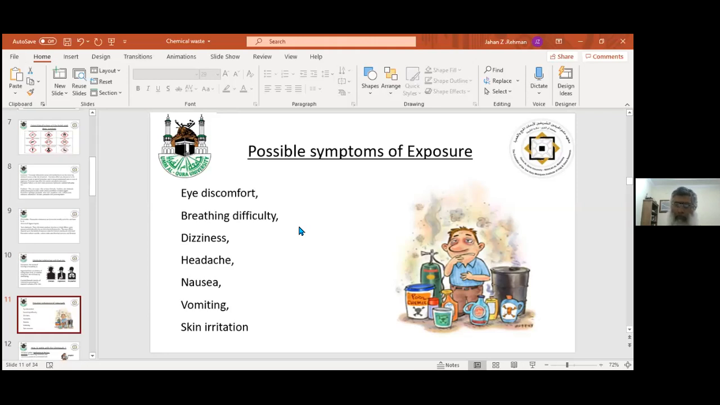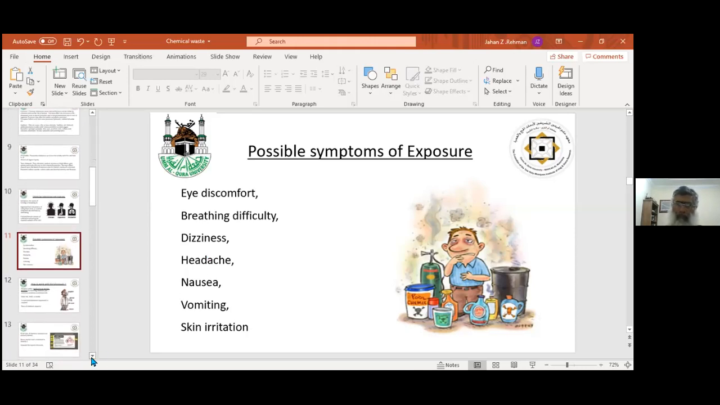So sometimes you smell sulfur gas or rotten egg smell near the industrial area. It is because of the effluent dumps underground which are moving towards the disposal area. So if you feel any kind of symptoms like eye discomfort, difficulty in breathing, dizziness, headache, nausea, vomiting, skin irritation, it means you are exposed to the chemicals in that area, and you are supposed to leave this area because this is not good for your health.